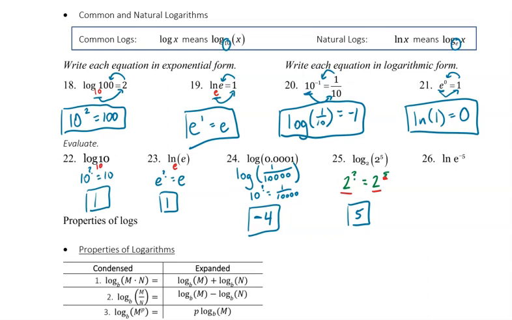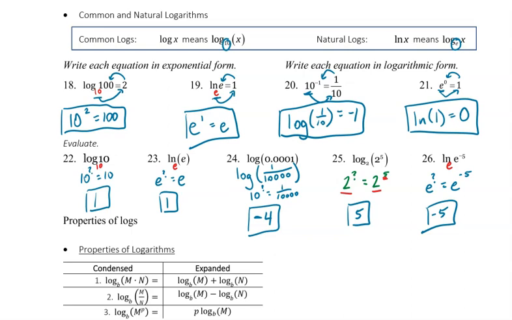So knowing that, let's do 26. So remember, ln is base e. So it's asking e to what power equals e to the negative 5. Again, just like number 25, if we want those sides to match, the question mark would have to be negative 5. Those exponents would have to match. So that's our answer, negative 5.